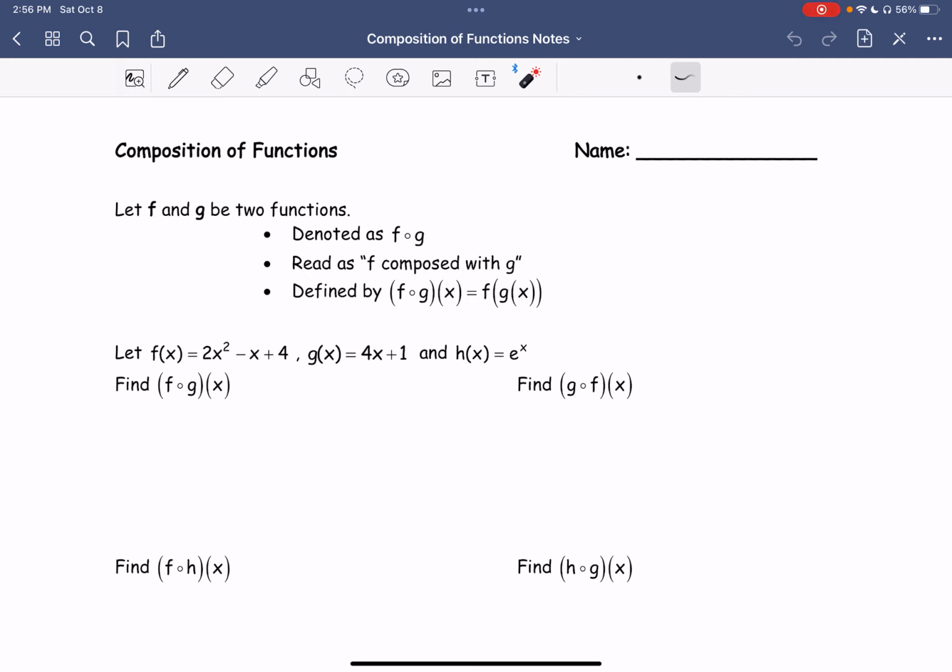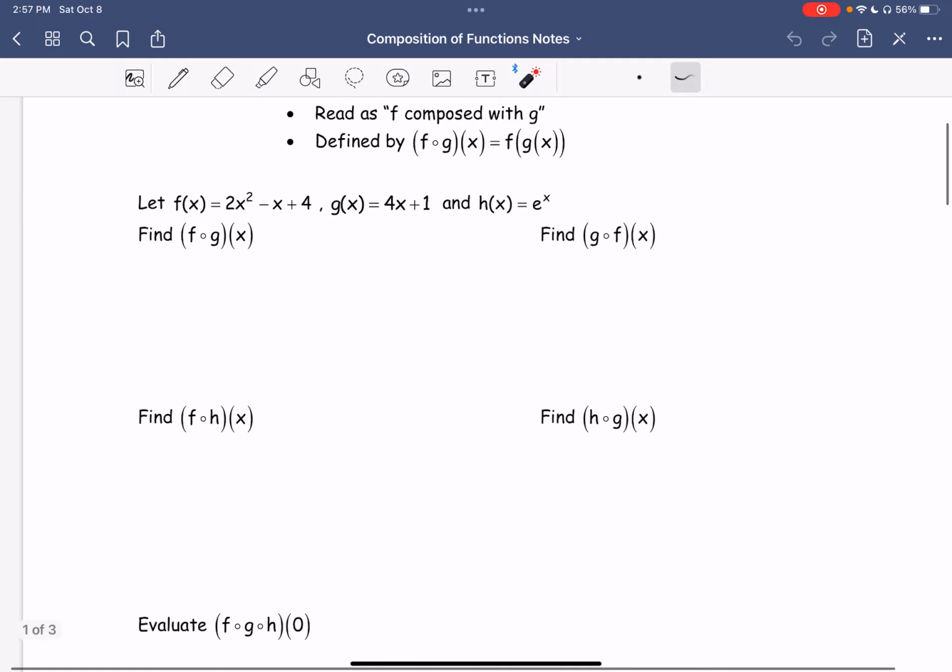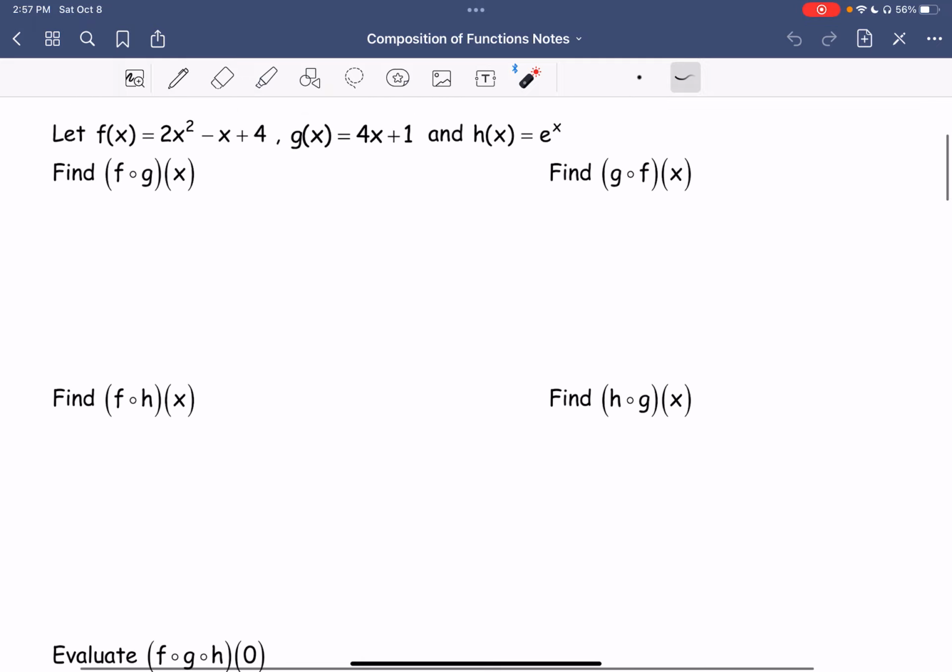It's read as f composed with g. You can rewrite f composed with g as just f of g of x. Notice the first letter is on the outside and the second letter is on the inside. So I'll start with some examples. You can do composition with two or more functions. We'll start with two and then work our way up to three functions, okay?